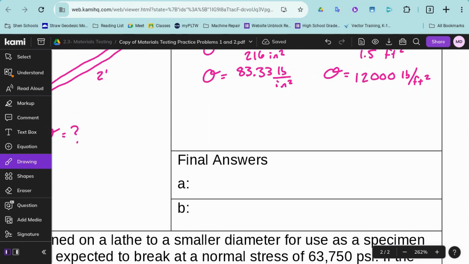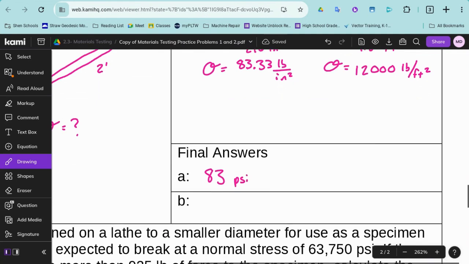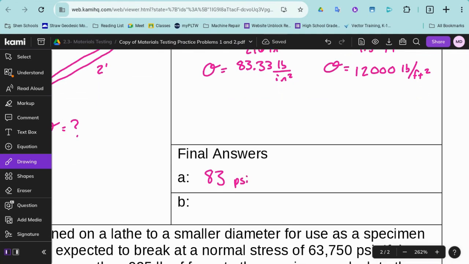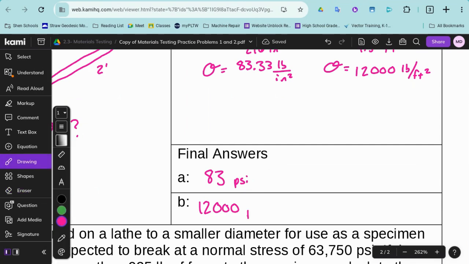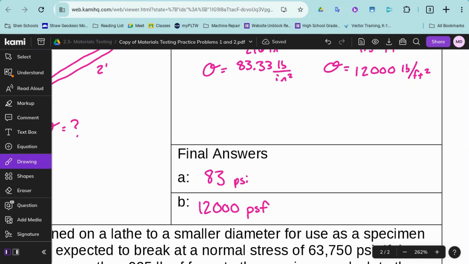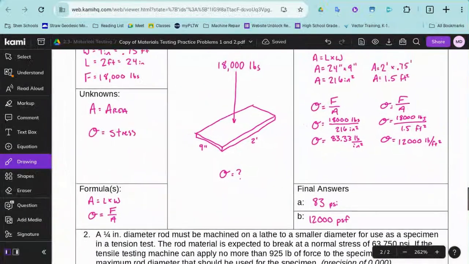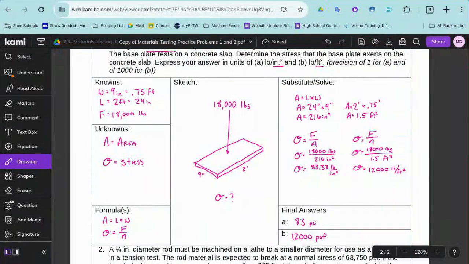So I was told to round to a precision of 1 for my pounds per square inch. Doesn't matter here if you write PSI or pounds over square inches. And for B, I had 12,000 PSF. A complete correct answer here is going to include the units and be rounded to the correct precision. So there is problem number 1.